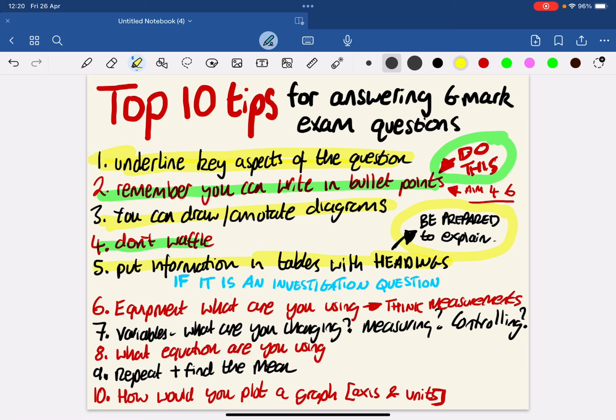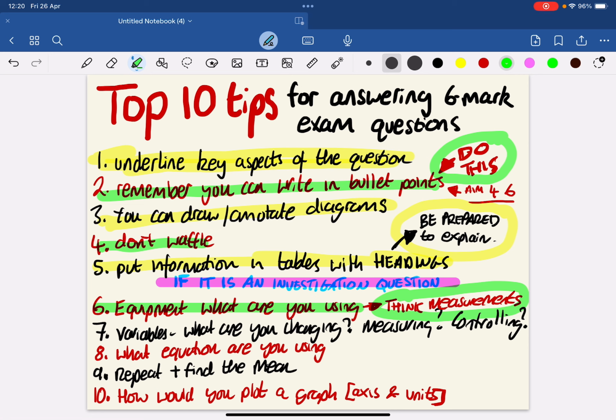Now, some 6 mark questions are based around an investigation and a practical, potentially a required practical. So from this, we can remember that when we've got to write this, we list any equipment that we're going to be using. And when we do this, we want to think measurements. And then it's the correct scientific language when we think measurements. So it's like volume of water, volume of acid. Make sure you put that down. That is going to be key.